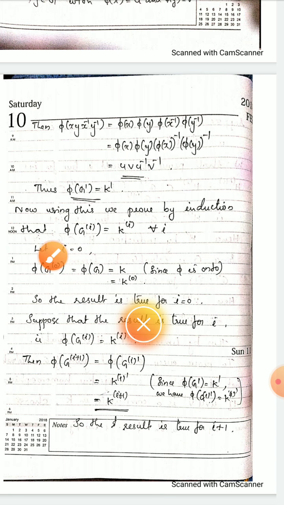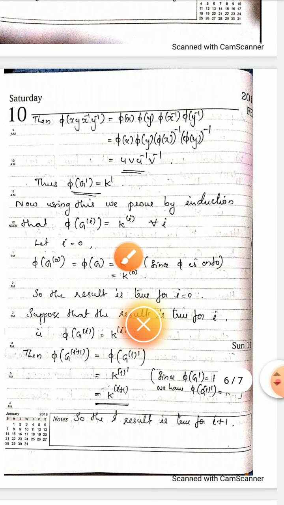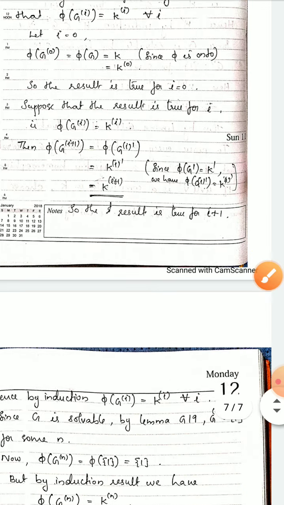Let us check for i is equal to 0. Then phi of G^0, and G^0 is G itself, so phi of G. Since phi is onto, we have taken phi as a surjective homomorphism, phi of G is K itself, and this K is written as K^0. Thus we have got phi of G^0 is equal to K^0. So the result is true for i is equal to 0.